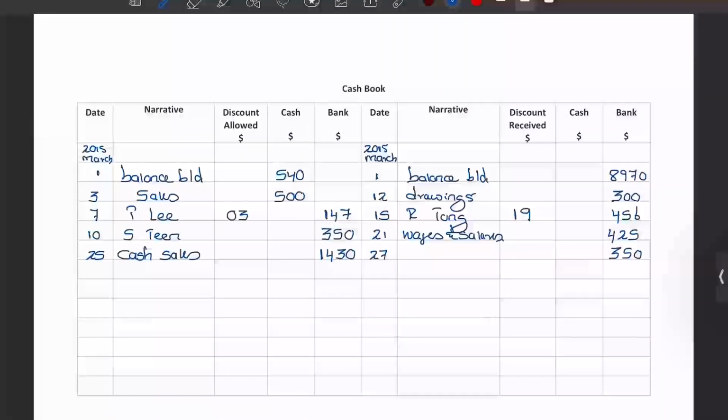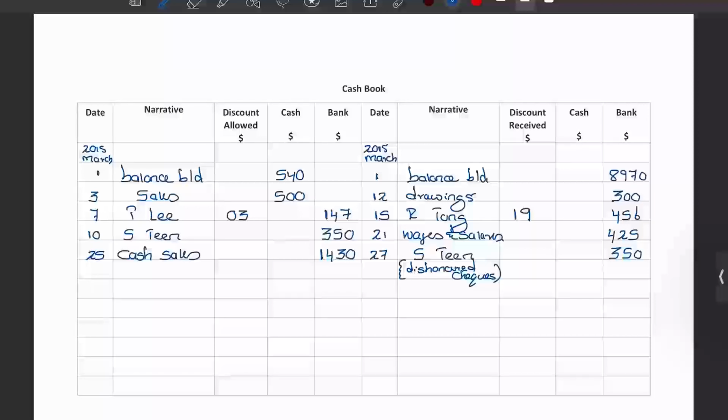So you know what you have to do? You can write dishonored check, no problem. But always mention the name of the person whose check is getting dishonored. ST. Write ST. And if you want to, within brackets, you can say dishonored checks. 350. Right? Okay, that is also done.